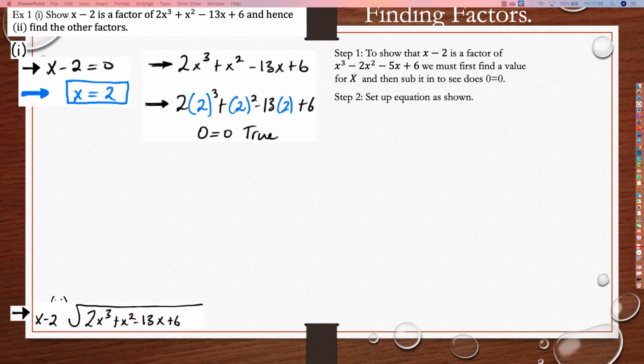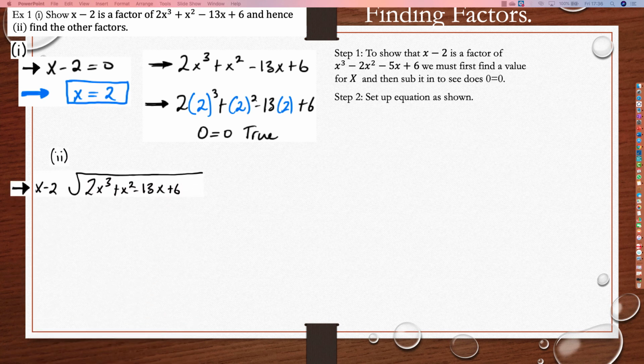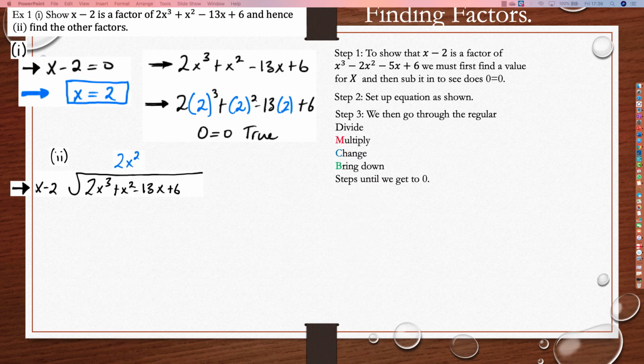And then as Louis said, we do long division then. Is that alright? You do your long division, once again, your DMCB. You divide 2 into 2x cubed, which was 2x squared. 2x squared by x is 2x cubed, 2x squared by minus 2 is minus 4x squared. After multiplication, we change the sign of our bottom line. That gives you 5x squared. After that, you bring down your minus 13x.